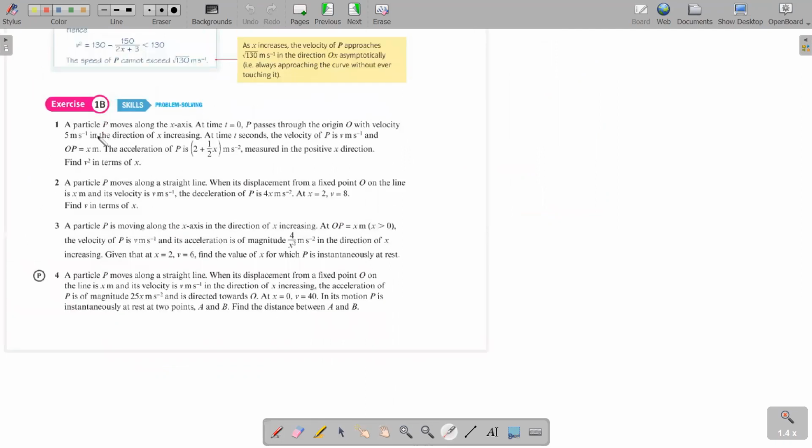Exercise 1B, question number 1. A particle P moves along the x-axis. At time t equals 0, P passes through the origin with velocity 5 meters per second in the direction of x increasing. So immediately you can see some boundary conditions are given to you. What are the boundary conditions?